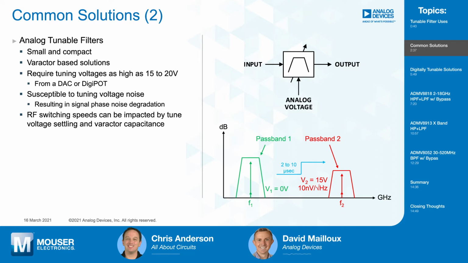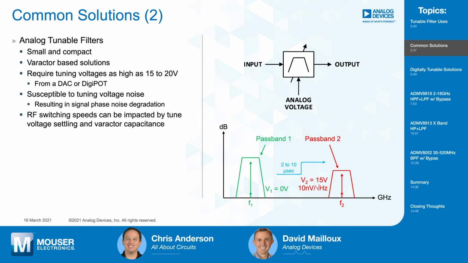And then another aspect of this is also the switching speeds can be impacted by the tune voltage settling and the varactor capacitance. An example shown here is the tunable filter moves from passband 1 to passband 2. Typically, the switching time would be on the order of, let's say, 2 to 10 microseconds. And typically the noise performance, the baseband output noise spectral density from a DAC would be, let's say, 10 nanovolts per hertz.